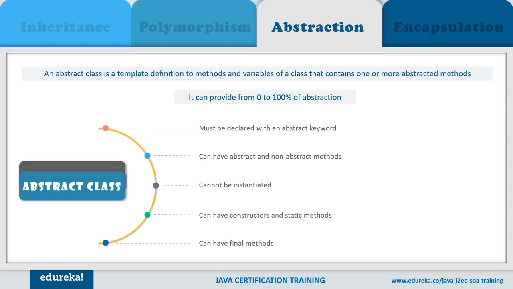This is a class for which you cannot create objects. You can have constructors, you can have static methods, but we cannot create the object, right? You can even have final methods. So an abstract class acts as a template for the various methods and definitions to be executed.